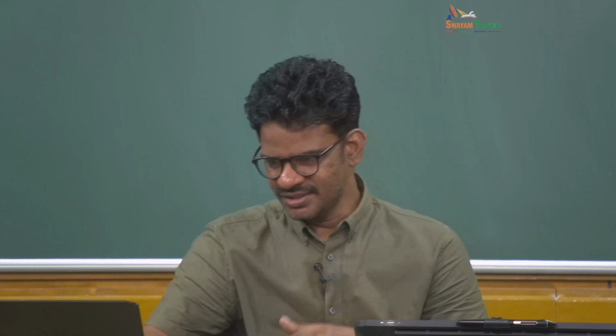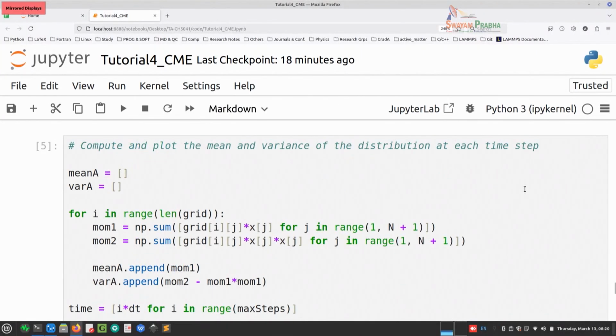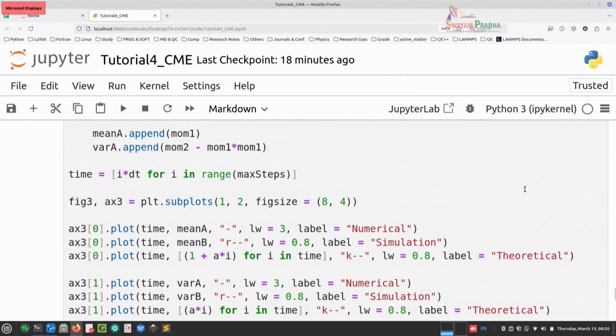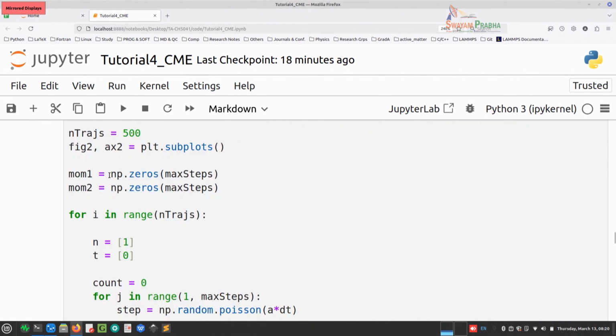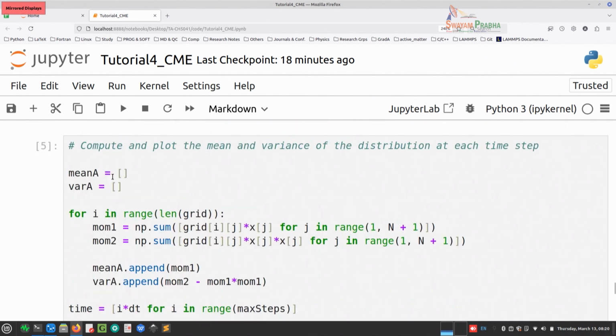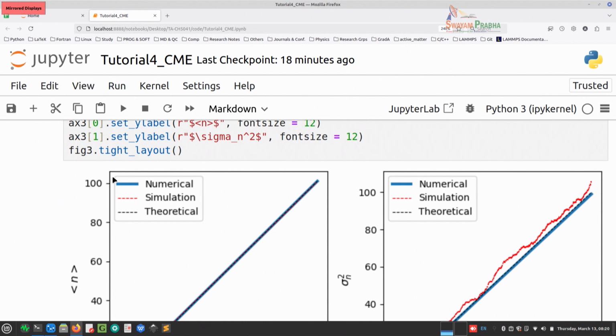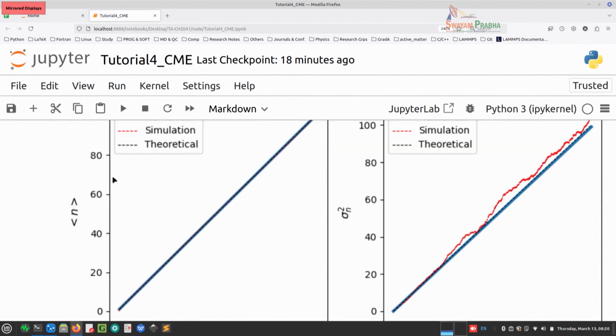Here I think we created some 50 plus trajectories. Let me see how many trajectories we have created. Yeah, he has made 500 trajectories, okay, but if you make it 1000 and more, you will see that even this one will also be matching, okay, or vice versa. Instead of 500, if you do just 10 trajectories, you will see that your prediction is going to be far more off from the theoretical value, okay.